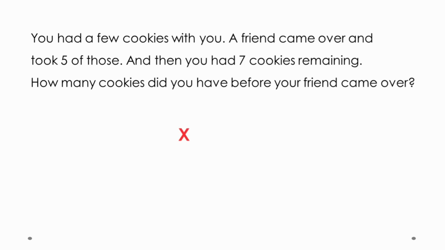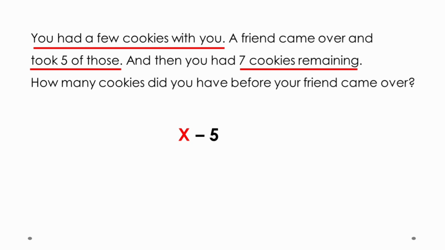Assume you had X cookies with you. Your friend took 5 of those, so we subtract 5 from X. In the end, you were left with 7 cookies. So this entire thing, X minus 5, is equal to 7. Now all we have to do is find the value of X. We have converted this long question or situation into an expression and subsequently a small equation, which is X minus 5 is equal to 7. This can be easily solved for the value of X. So algebra makes life simple.